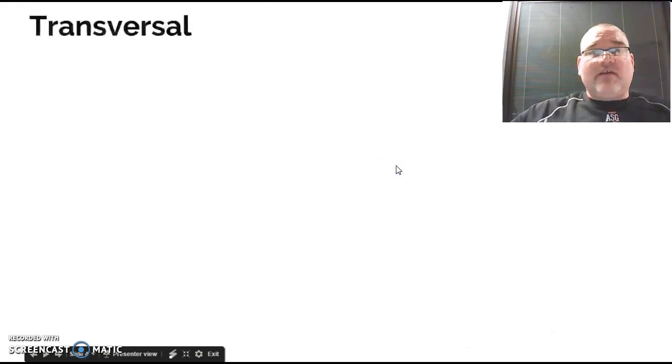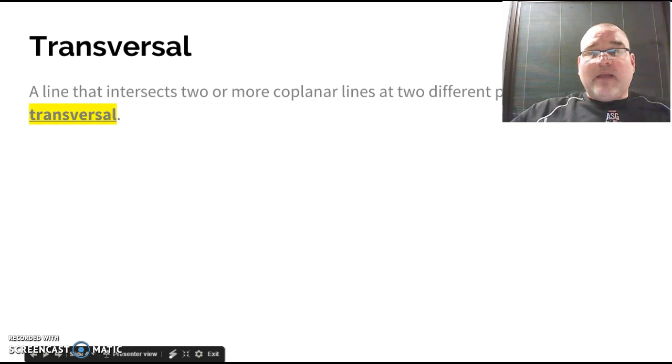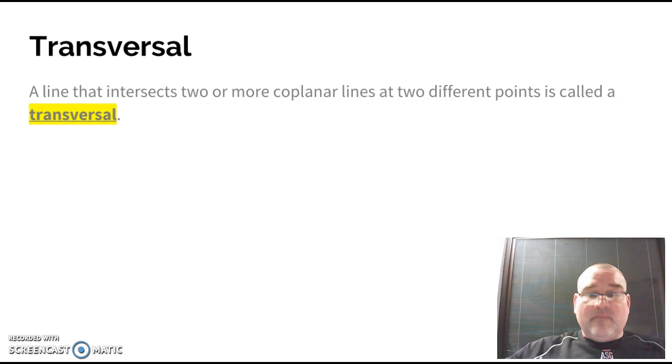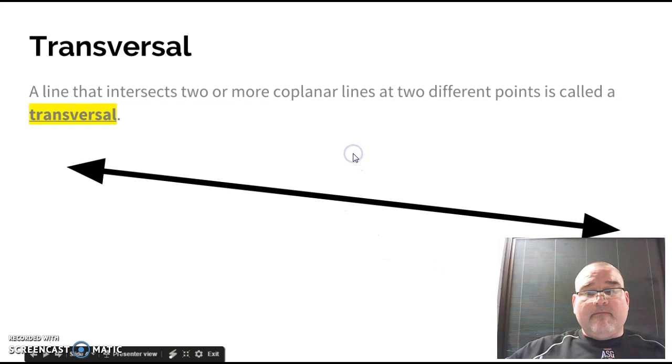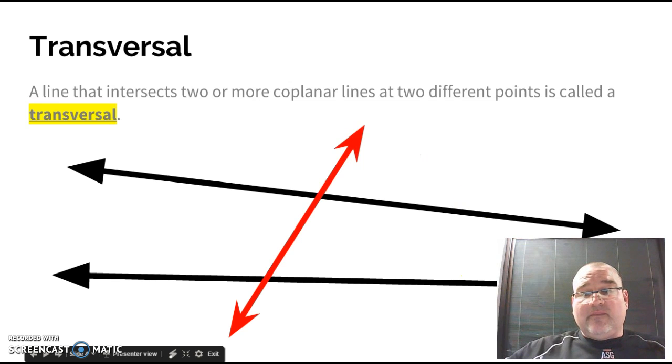Next, let's talk transversals. A transversal is a line that intersects two or more coplanar lines at different points. Let me demonstrate. Here's a line. Here's a second line. The red line is the transversal because the red line intersects the two coplanar lines at different points. So it can't be that all three lines come together at the same point. That would not make it a transversal. The transversal has to intersect it at two different points.